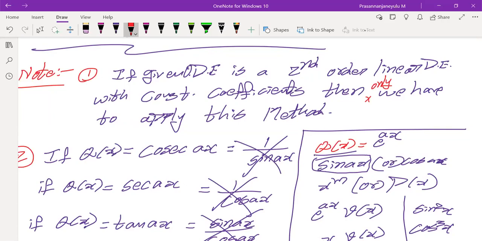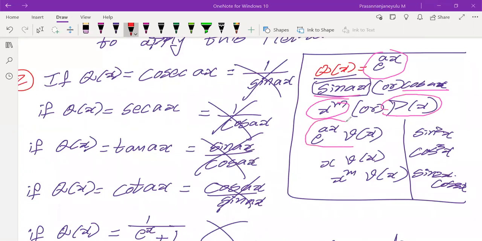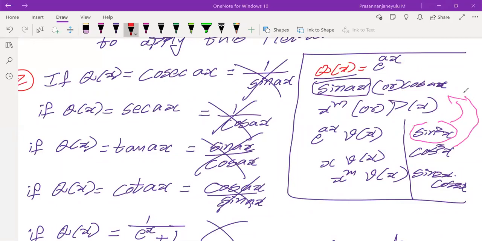It is not applicable. As we discussed earlier, whenever q of x is equal to e power ax, we have to apply type 1. If it is sin ax or cos ax, type 2; x power m or a polynomial in x, type 3; e power ax into v of x, type 4; x power 1 into v of x, type 5; x power m into v of x, type 6. Other than these cases, whenever it is sin square x, we can convert it into type 2. Whenever cos cube x, then also we can convert it into type 2. Sin 2x into cos 3x, then also we can convert it into type 2.